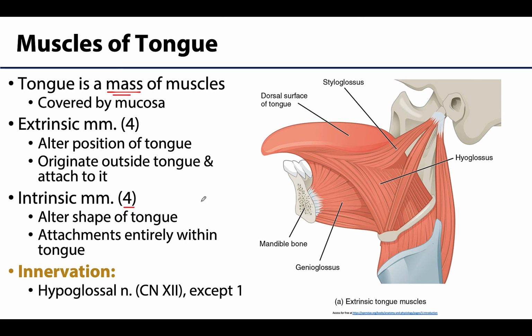So is your tongue flat? Are you able to kind of curl it up some? And all of the attachments for the intrinsic muscles of the tongue, both attachments, are within the tongue. So the origin and the insertion are all within the tongue. Whereas for the extrinsic, the origin is outside, and then the insertion is going to be of the tongue. And these are all innervated by the hypoglossal nerve or cranial nerve 12, except for one, which actually has its other attachment on the palate.